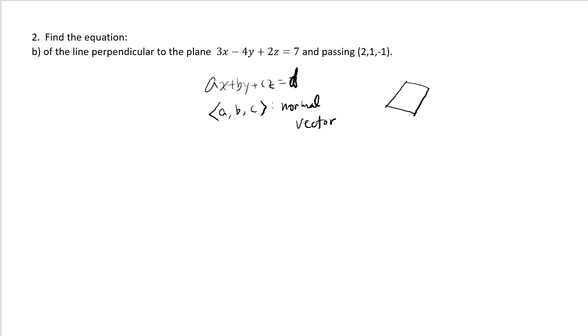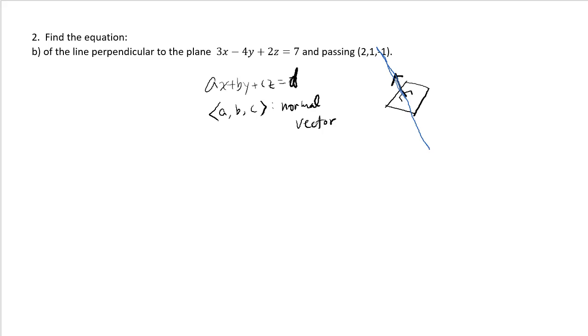Normal means perpendicular. So if you have a plane, the normal vector is the vector which is perpendicular to any vector on this plane. Okay. All right, now what are we looking for? We're looking for a line perpendicular to the plane, and because the normal vector is already a vector that's perpendicular to the plane, that means we can use this 3, -4, 2 as the direction of this line, because a line that's in the direction of the vector is actually going to be perpendicular to our plane.